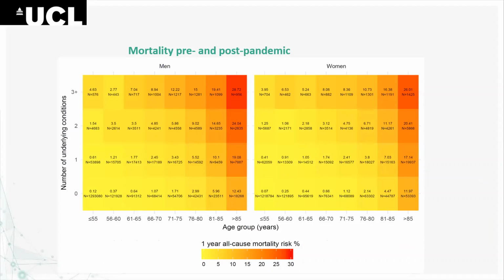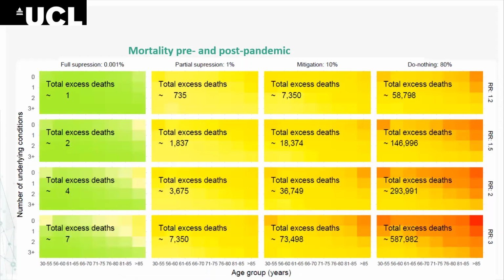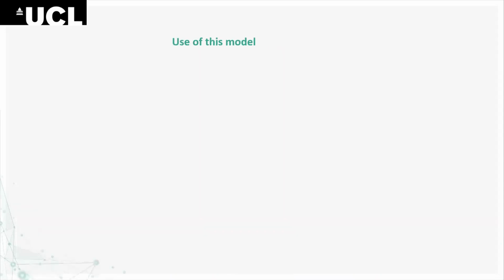And the premise was this, that the key issue is baseline mortalities. So this varies based on number of conditions, based on gender, and based on age, from nearly 0 to 28% over 1 year in men, for example. And so we came up with estimates that if 10% of the population was infected over a year, then we would expect in the high-risk groups in the order of 70,000 excess deaths based on a relative impact of the pandemic above baseline risk of threefold.